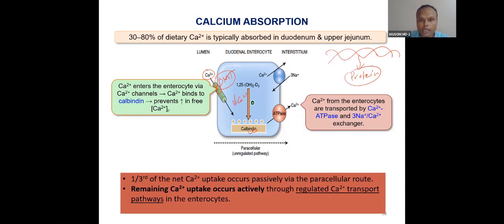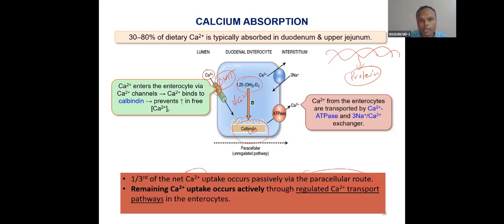So this is the significance of vitamin D. Cal binding is very important. This cal binding is stimulated by vitamin D. So one third of the net calcium uptake occurs via the paracellular route also. And then the remaining two thirds of calcium is taken up actively through this. And because this is under regulation of vitamin D, that is why it can be activated.